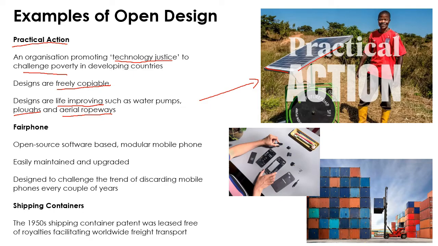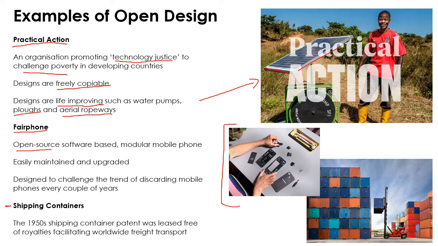Another really good example is this product called the Fairphone. It's open source software and it's modular. You can edit and change bits around it. It's easily maintained and upgraded. And this is challenging the idea that we should be throwing away mobile phones every couple of years. The open source software means that you have control of how your phone runs, which is quite unique in a way, designed so that you'll hopefully hold on to it for longer.